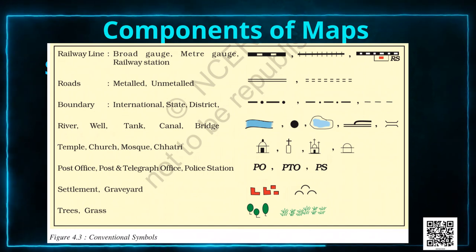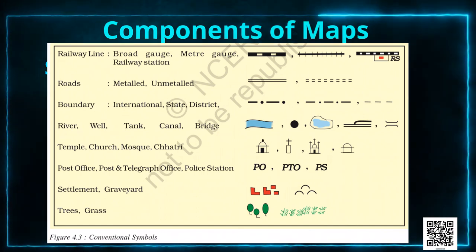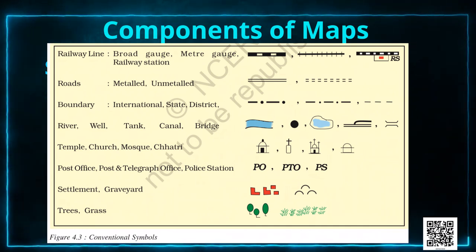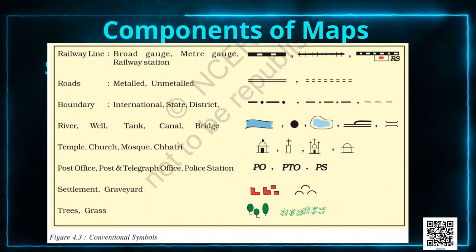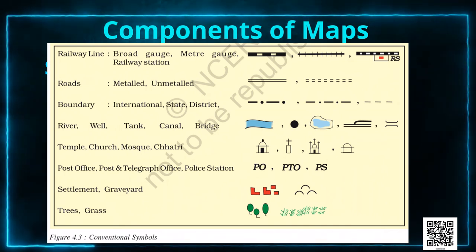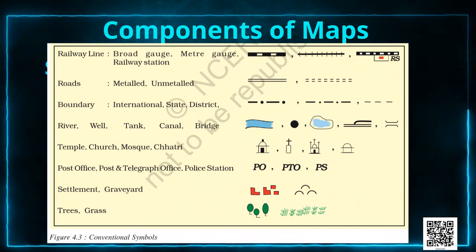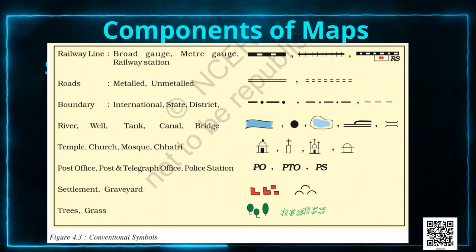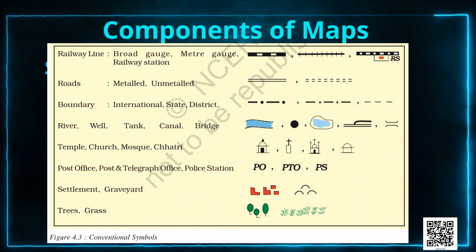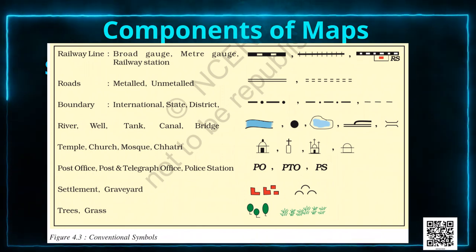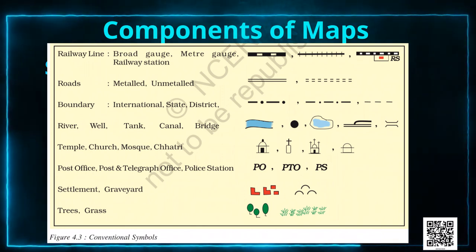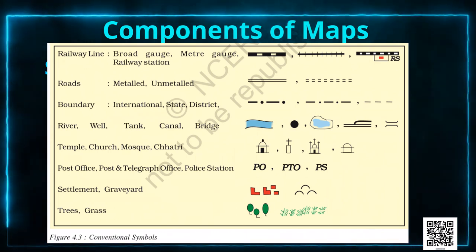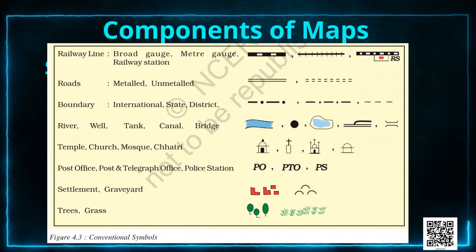So students, see figure 4.3. Here we see railway line, broad gauge, meter gauge, railway station. Next, roads, metalled roads and unmetalled roads. In metalled roads, we see here a straight line, and in unmetalled roads, we see here cut lines. Next is boundary: international, state, district.